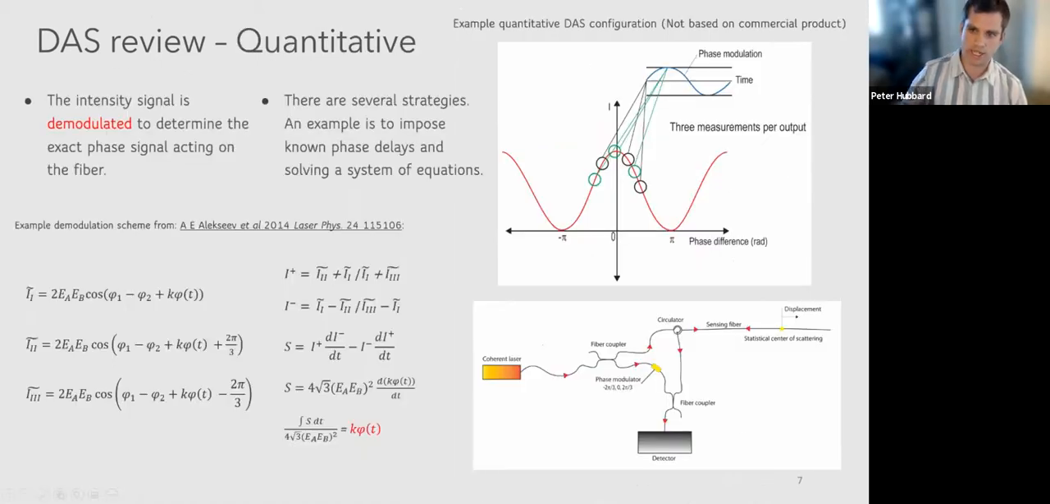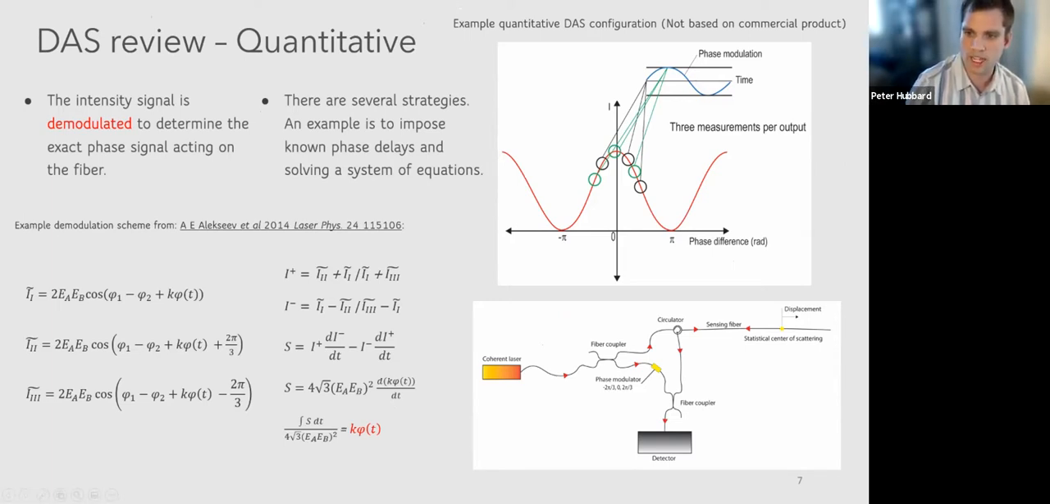Then we jump forward to the next generation, which is quantitative DAS units. These are things like the OptiSense ODH 4 and 5, the Silixa iDAS, the Helios Theta, and many others. Phoebus Optics has one as well. So does Aragon Photonics. There are many now that are on the market.